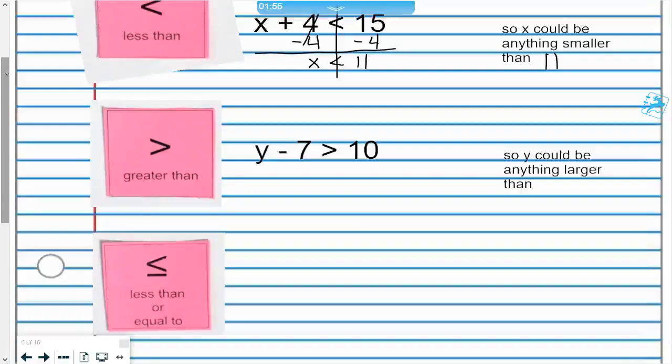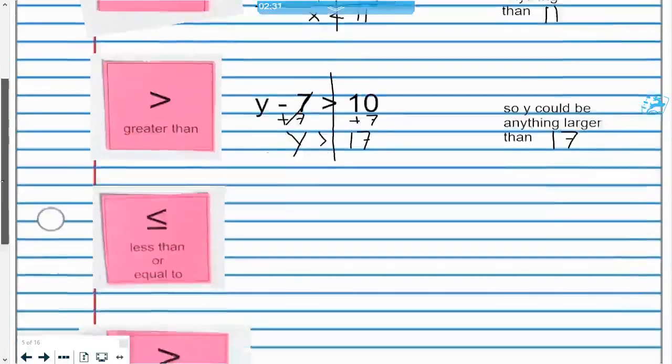Y minus 7 is greater than 10. So we're going to start again. We need to get our variable by itself. Opposite of minus 7 is plus 7, which cancels that out. I need to add 7. So y is greater than 17. So y has to be larger than 17, but it can be any number. It could be 18. It could be 44. It could be 102. It could be 1.3 million. As long as it is greater than 17, it will make that inequality true.